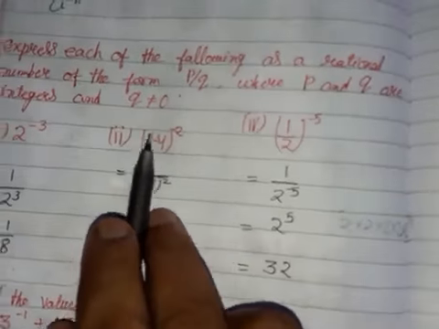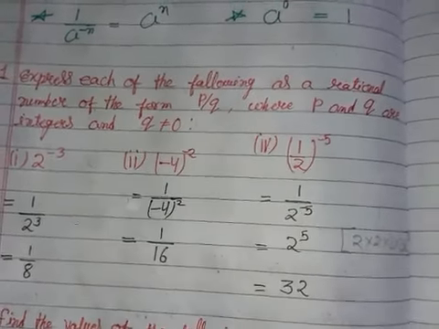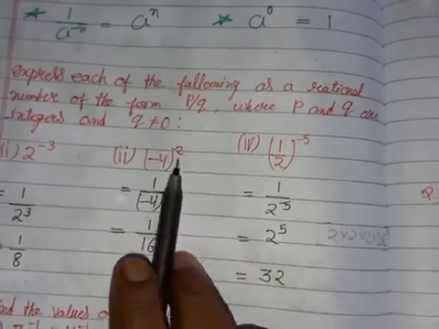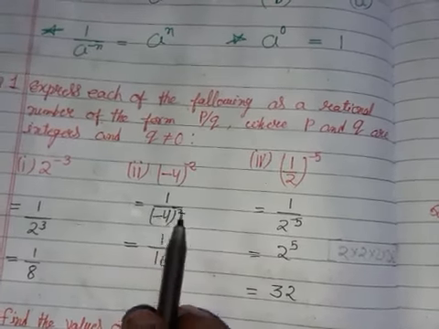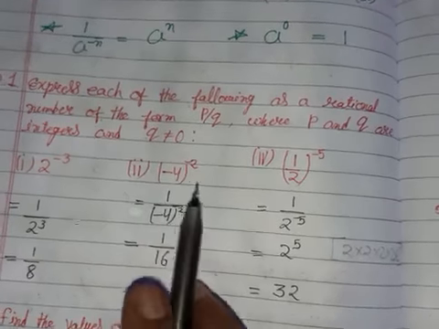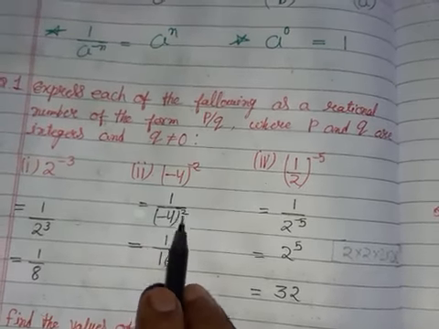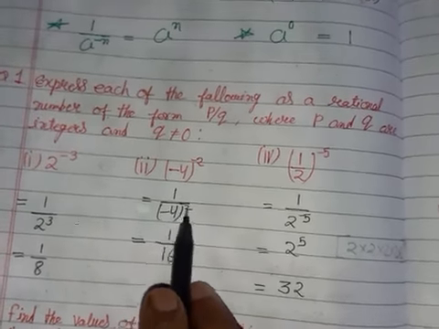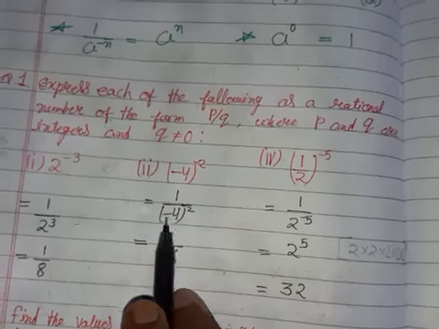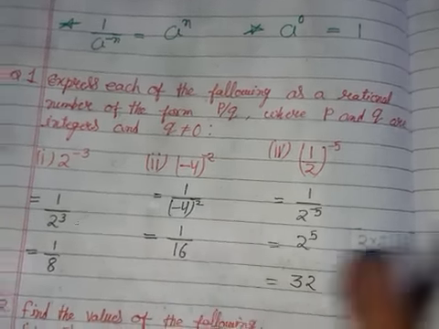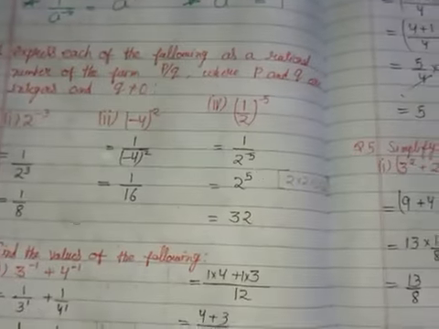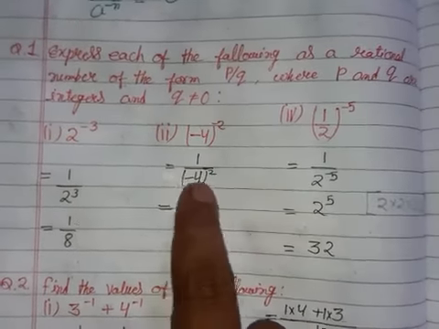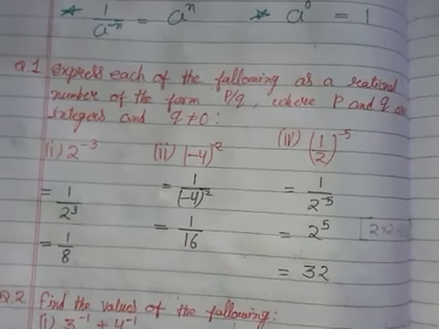Now what is the second question? Second question is minus 4 to the power minus 2. So we write here 1 by minus 4 to the power square. So what is the square of 4? 4 square is 16. But here minus is also removed because the power is even. Because there is even power, we remove minus. When odd power, it comes minus.